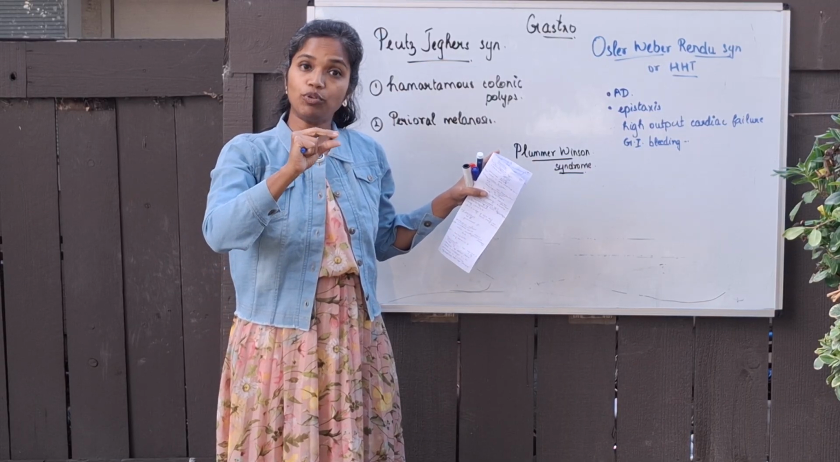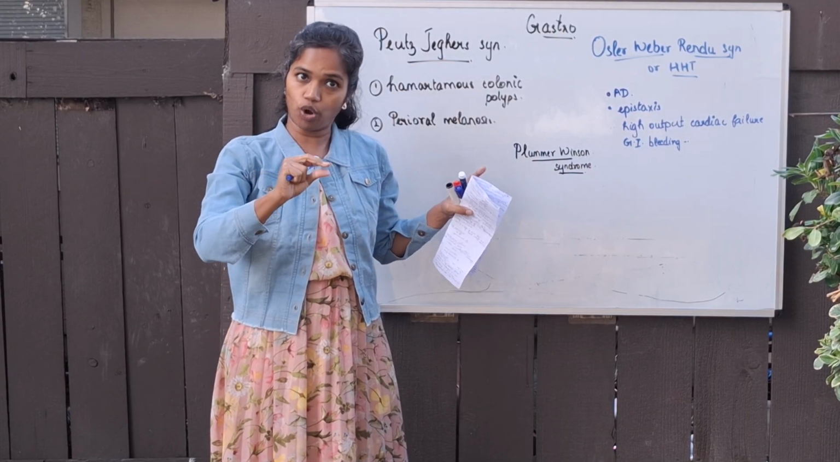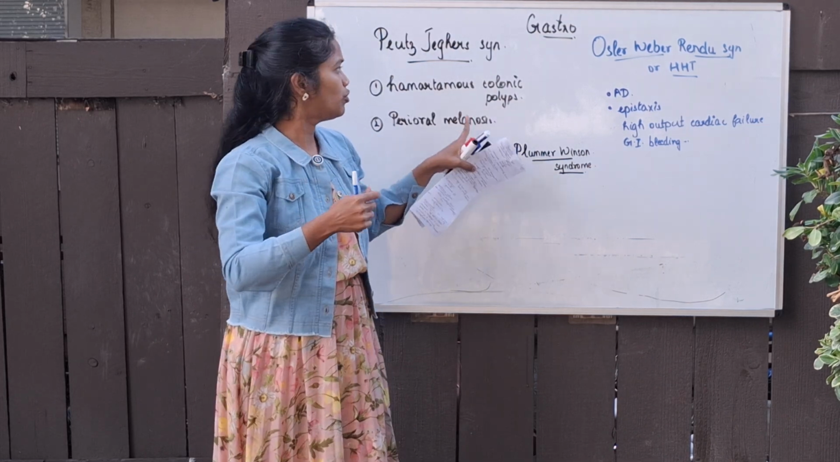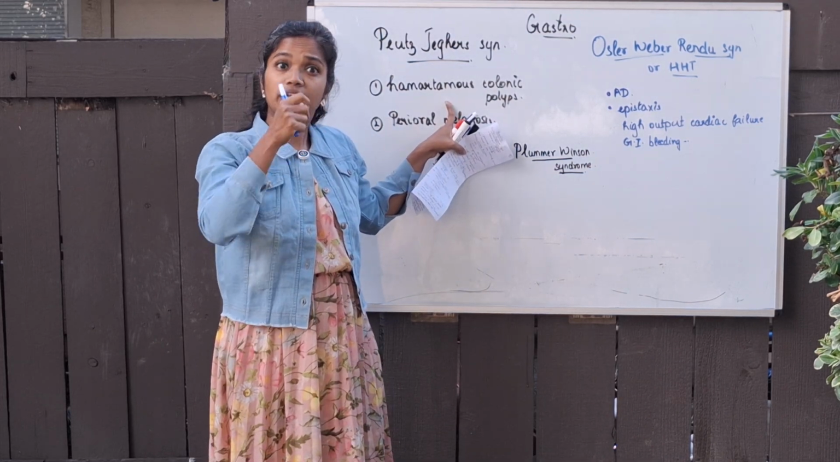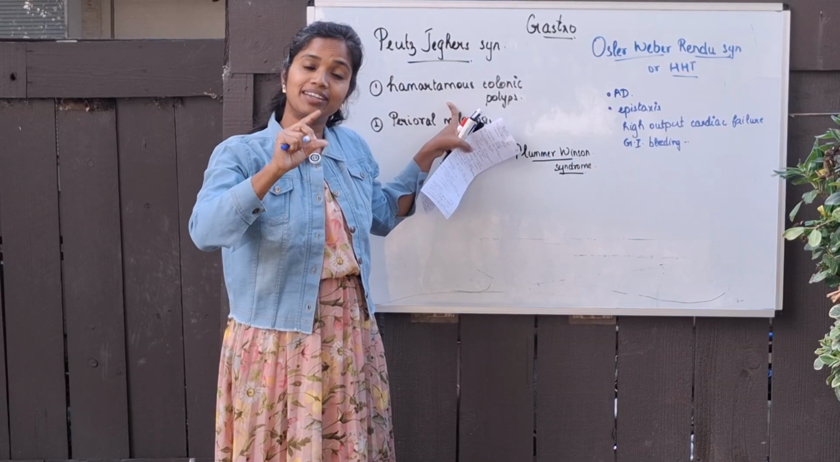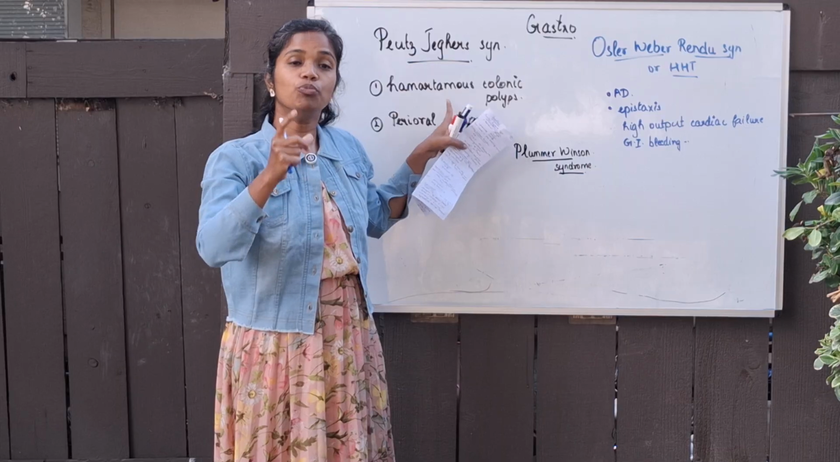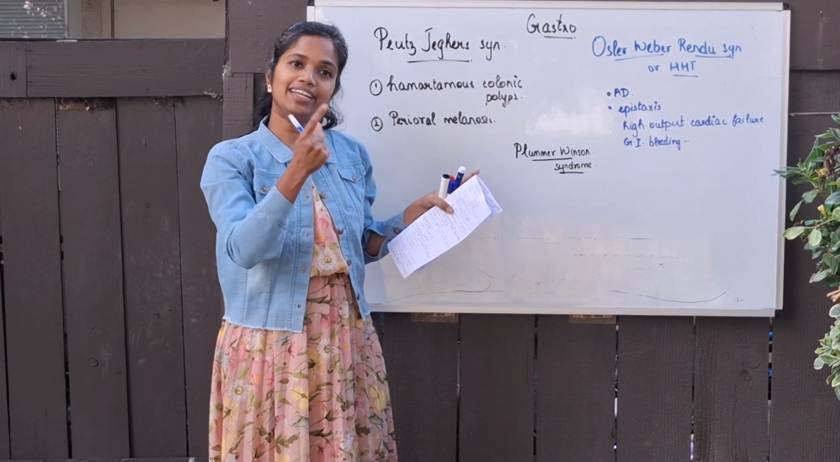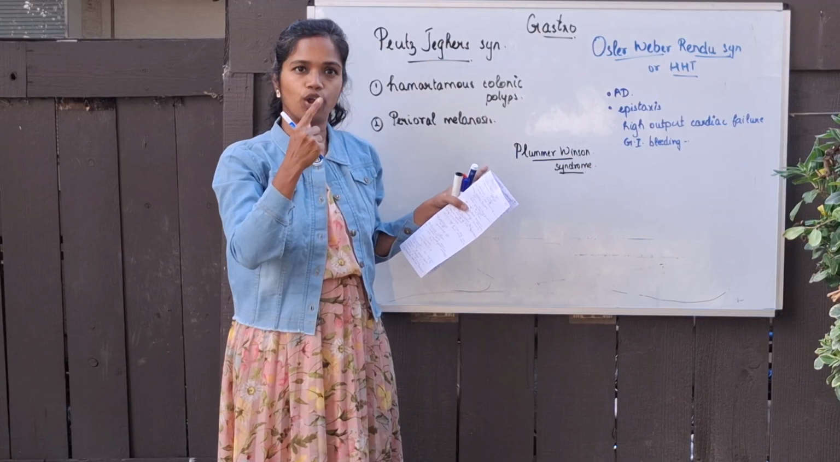Since it is the same colonic tissue, but proliferating in a disorganized manner, if you ask me, will they turn malignant? No. It is a pre-malignant condition, but there is a chance that they can turn malignant. So, Peutz-Jeghers is not malignant. That is the first point you should know, and it is associated with hamartomatous colonic polyps.